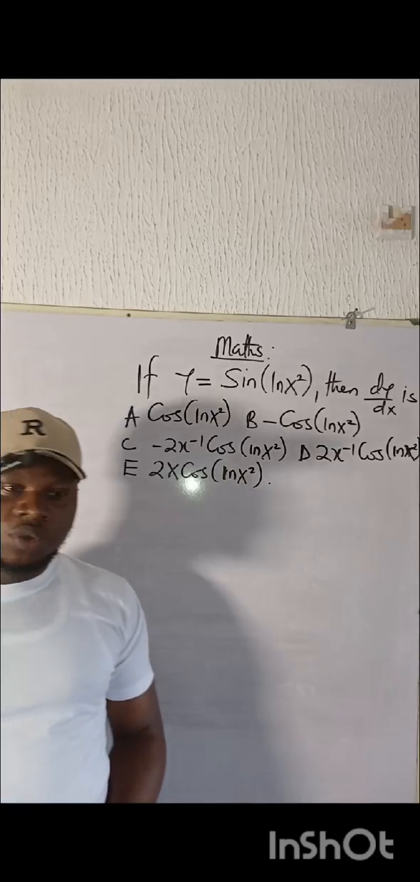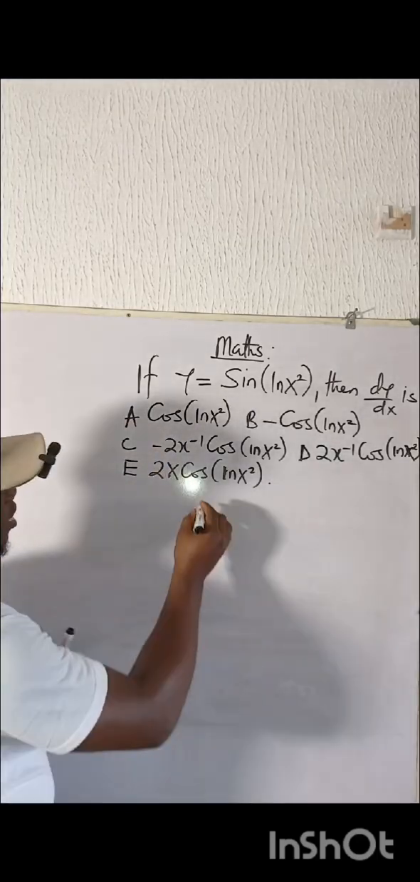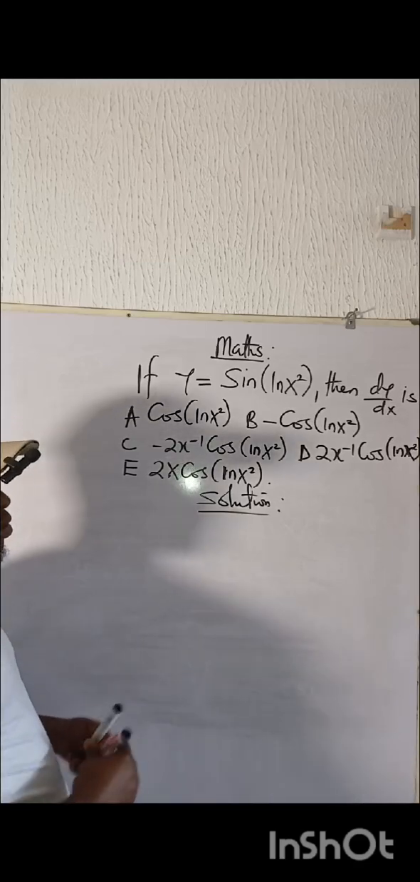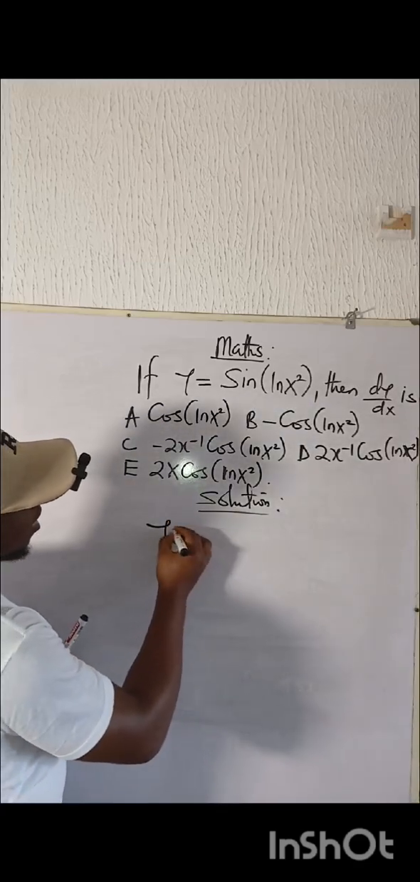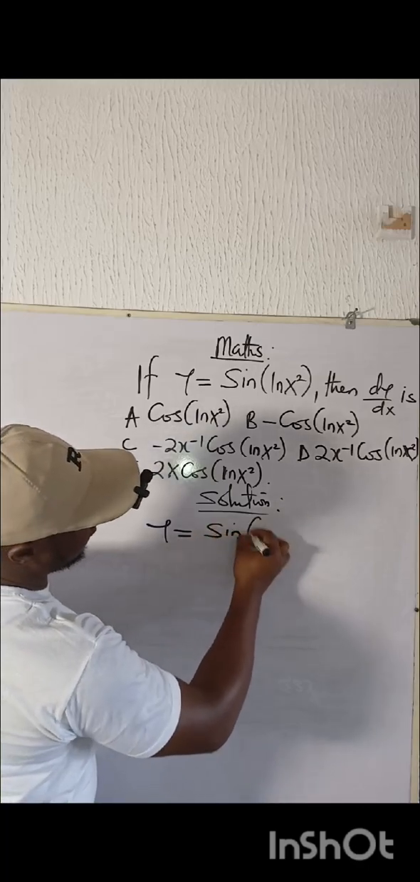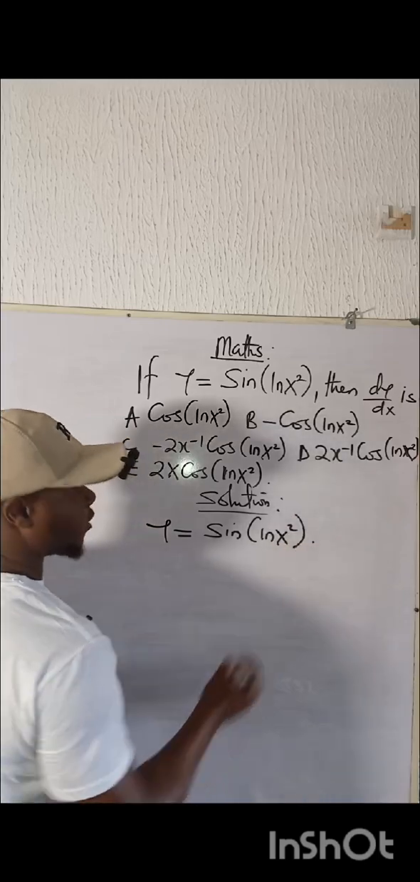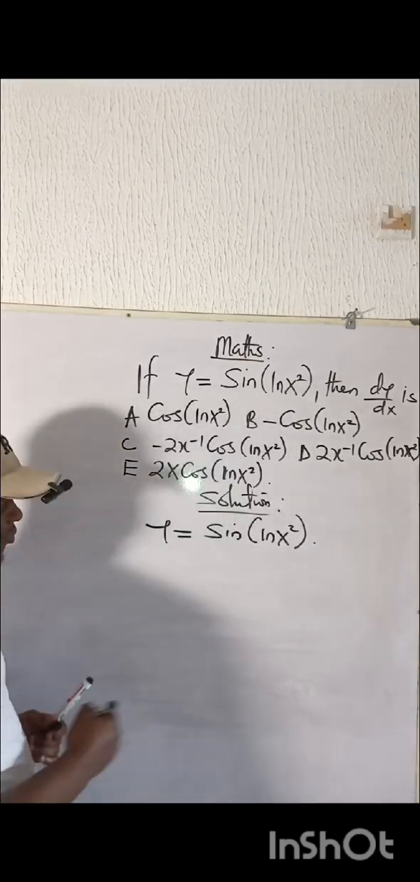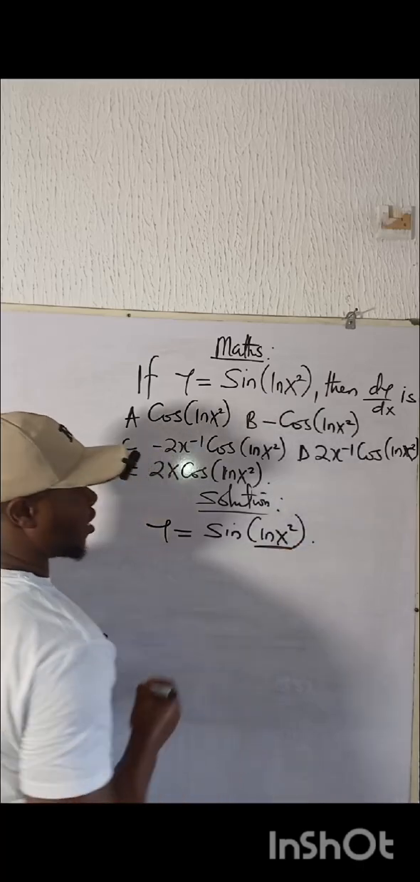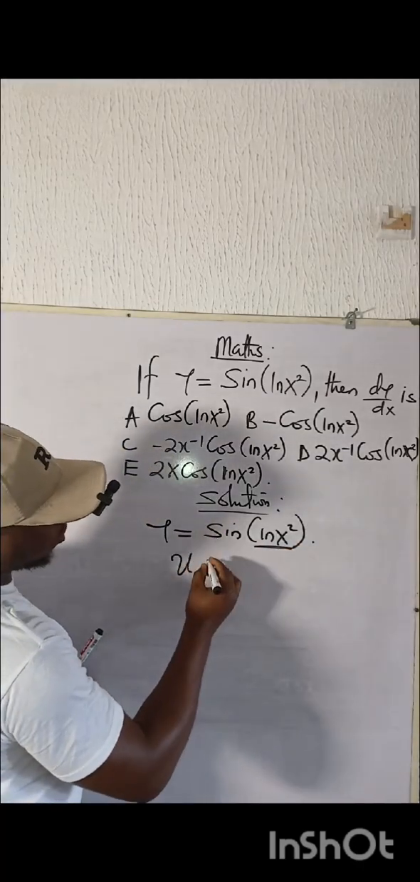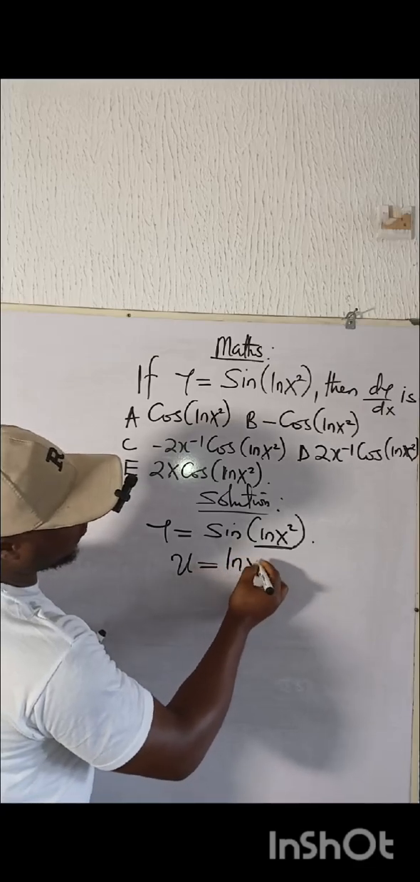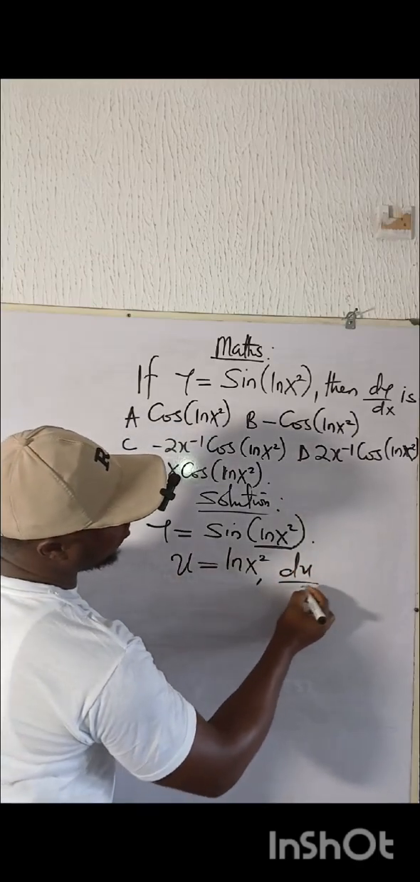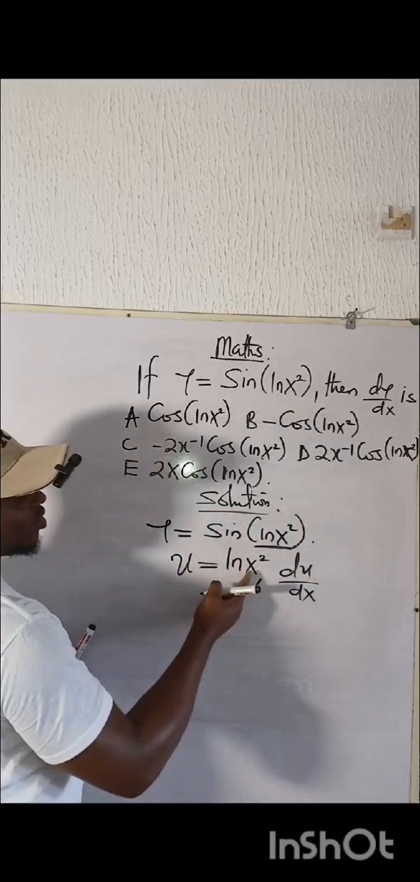The first thing you have to do is put down your solution. In this solution, write your function, and the function is y equals sine of ln x squared. Without wasting much of your time, first of all, bring out this inner function and set it as u. So u is equal to ln of x squared. In this case, we are going to find du/dx, u with respect to x.